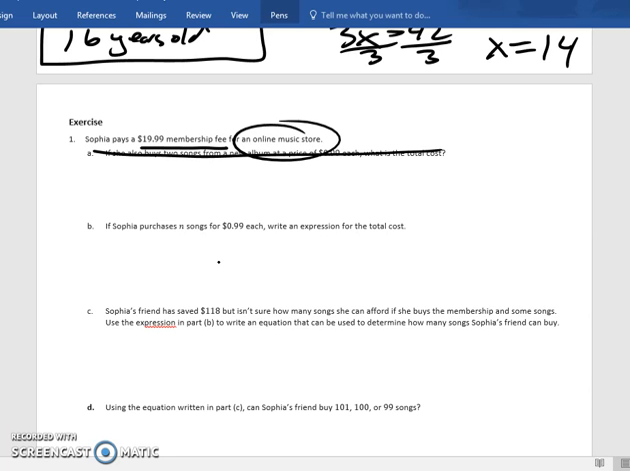Okay, so important things here. First of all, it's saying write an expression, not an equation. Okay, not an equation. So I'm not going to be able to solve for this here. They're just kind of getting an idea of like, listen, how much would it cost her? Well, okay, she's got to pay for two things. She's got to pay for the membership. All right, and the other thing she's got to pay for is the songs. So to find the total cost, you would add the two together.